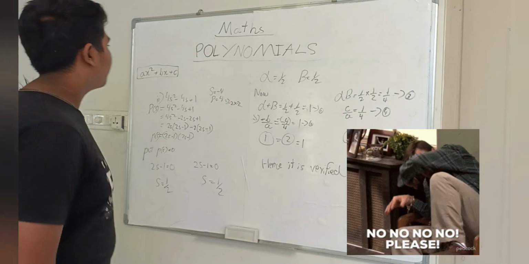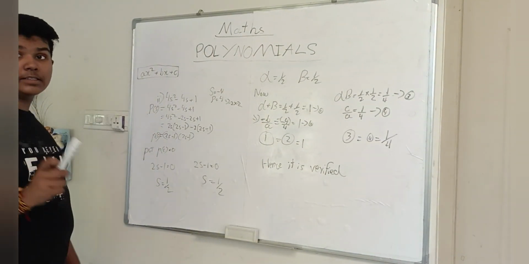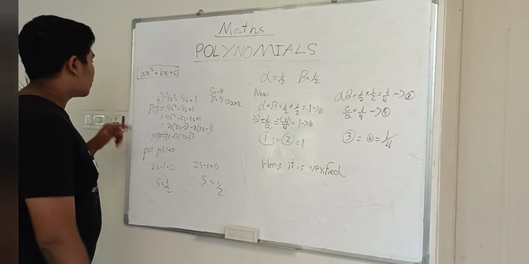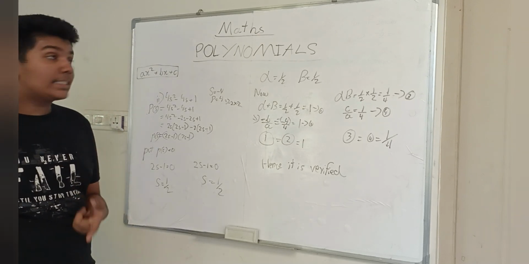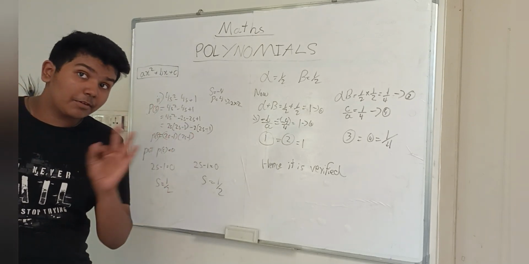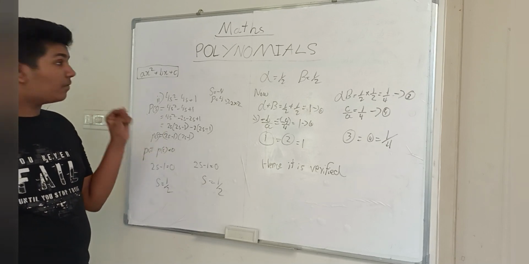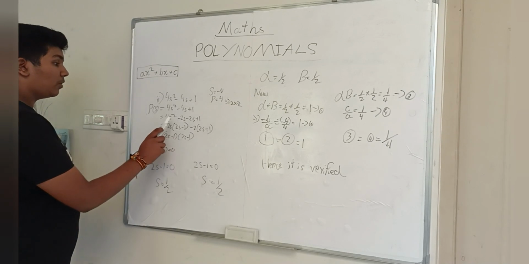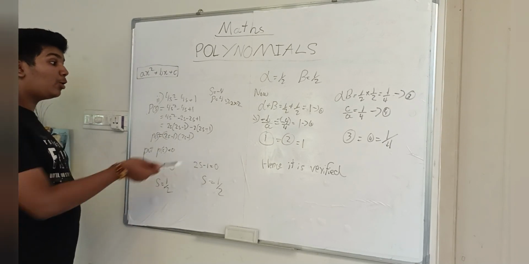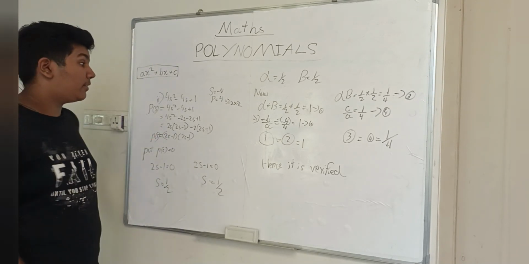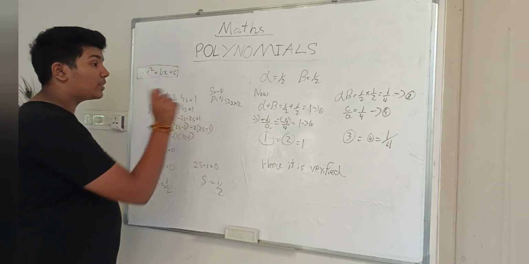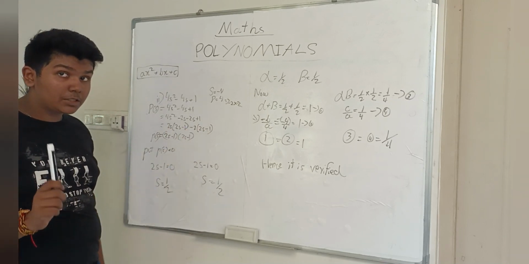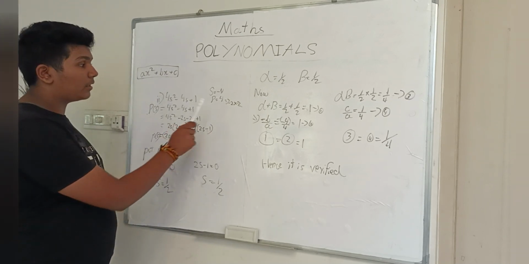Okay, now the next problem. 4s square minus 4s plus 1. So what is the polynomial? Since the variable is s, we will write P of s. So P of s is equal to 4s square minus 4s plus 1. How do we split this middle term? To split this, we will have to find the sum. So sum is minus 4. P, that is the product. What is the product? 4 into 1, that is 4.